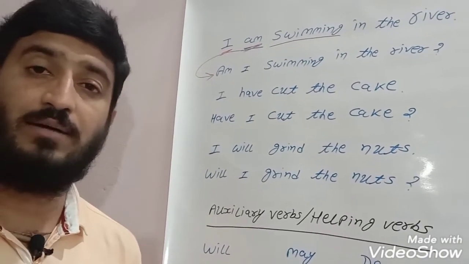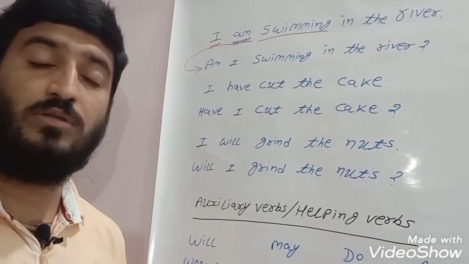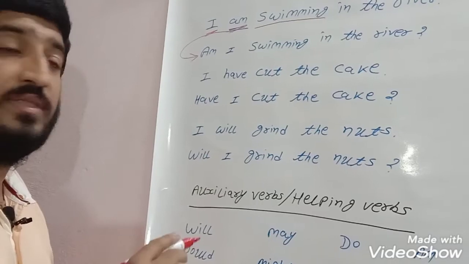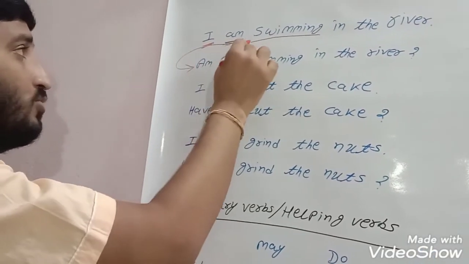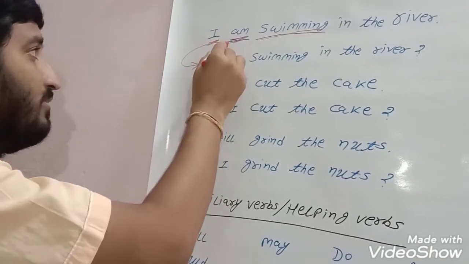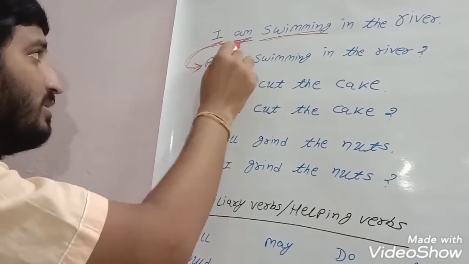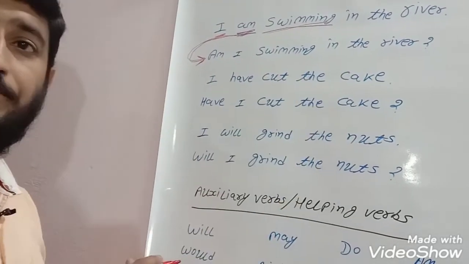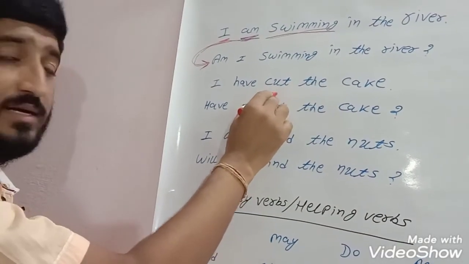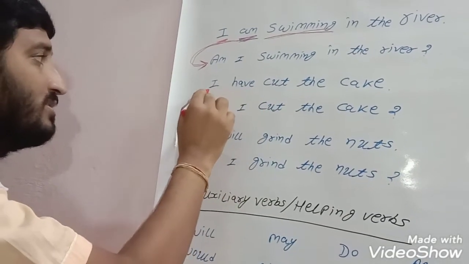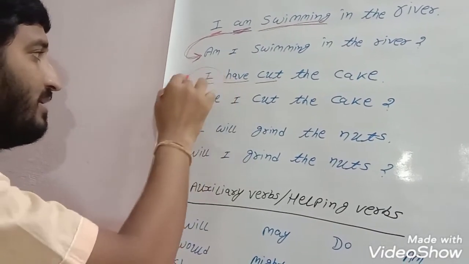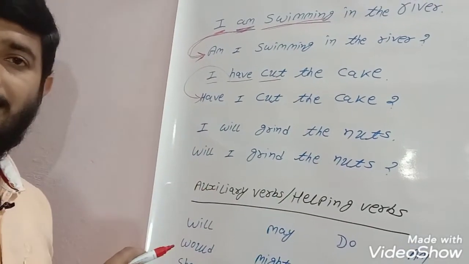Let us see a few examples where the helping verb or the auxiliary verb is present. For example, "I am swimming in the river." In this sentence, the subject is I, swimming is the main verb, and the helping verb is am. So we don't have to expand, we simply drag and drop. It will become "Am I swimming in the river?" Next sentence in present perfect: "I have cut the cake." Here also the subject is I, helping verb is have, main verb is cut. So we drag it to the front: "Have I cut the cake?"